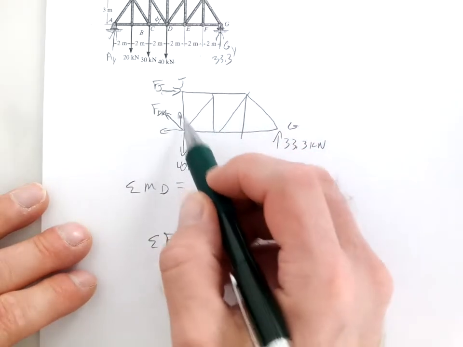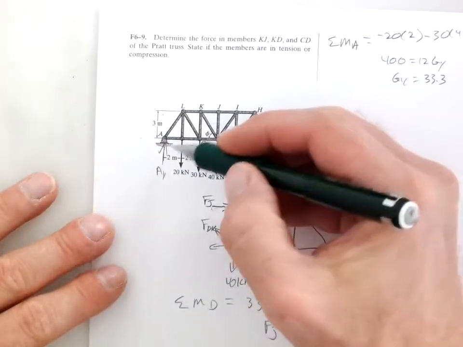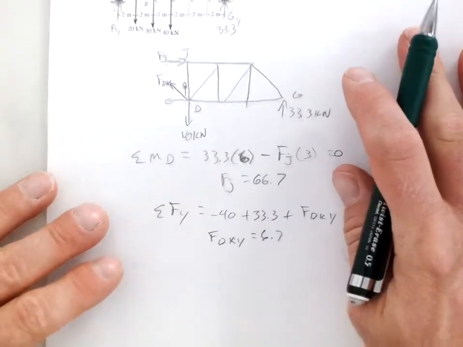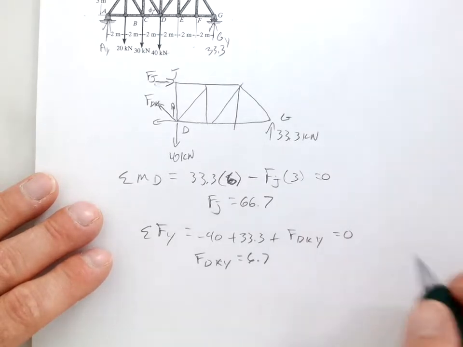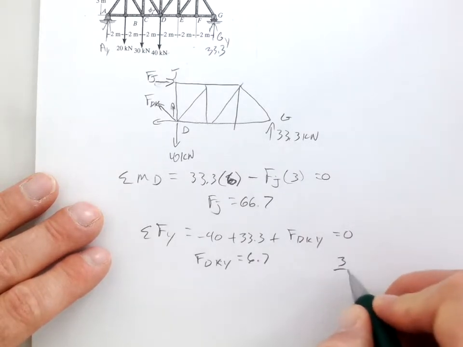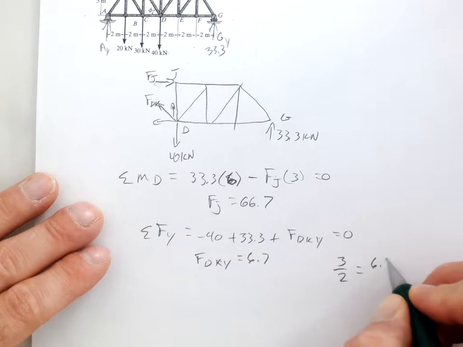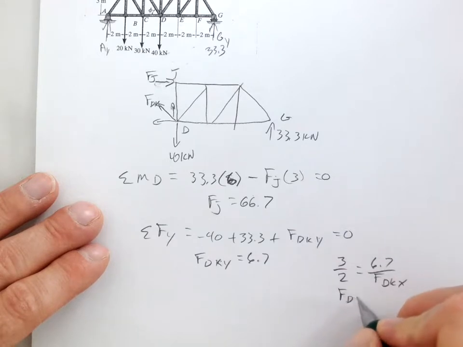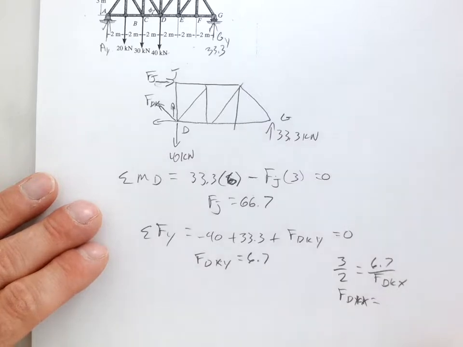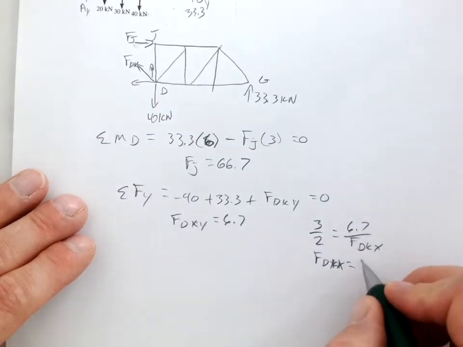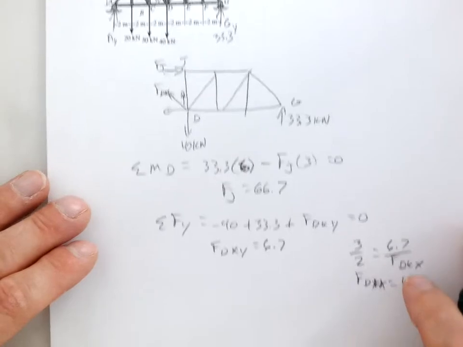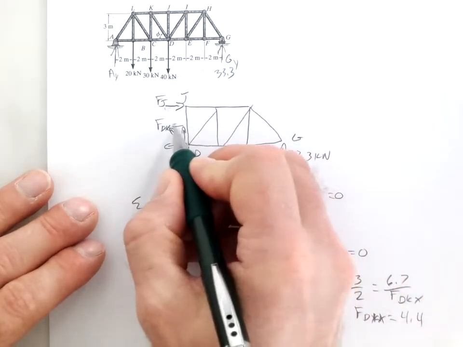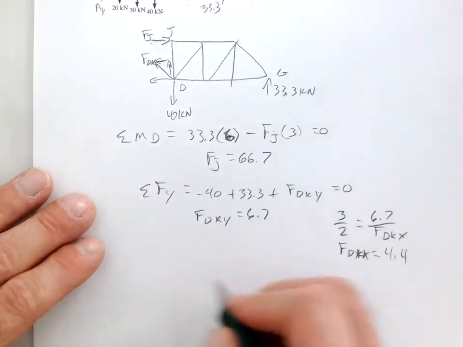So looking at the ratio, the height to the width is 3 to 2. So if we do 3 over 2 equals 6.7 over Fdk in the X, then Fdk in the X equals 4.4. That's Fdk in the X.